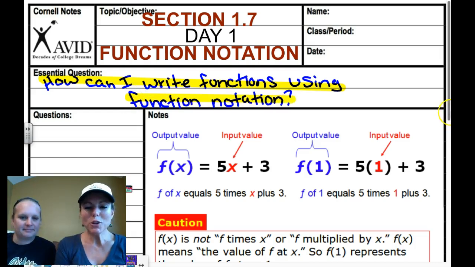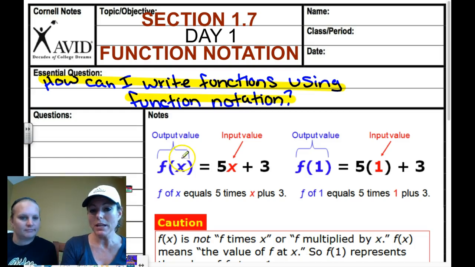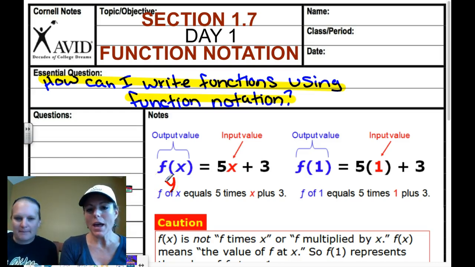Okay, so if you look below, you see f of x equals 5x plus 3. We're going to talk about f of x in a minute, but that is called the output value. Another way of thinking of f of x is actually equal to y. So it's just your answer, if you were to plug in a number. x is always your input and y is always your output.